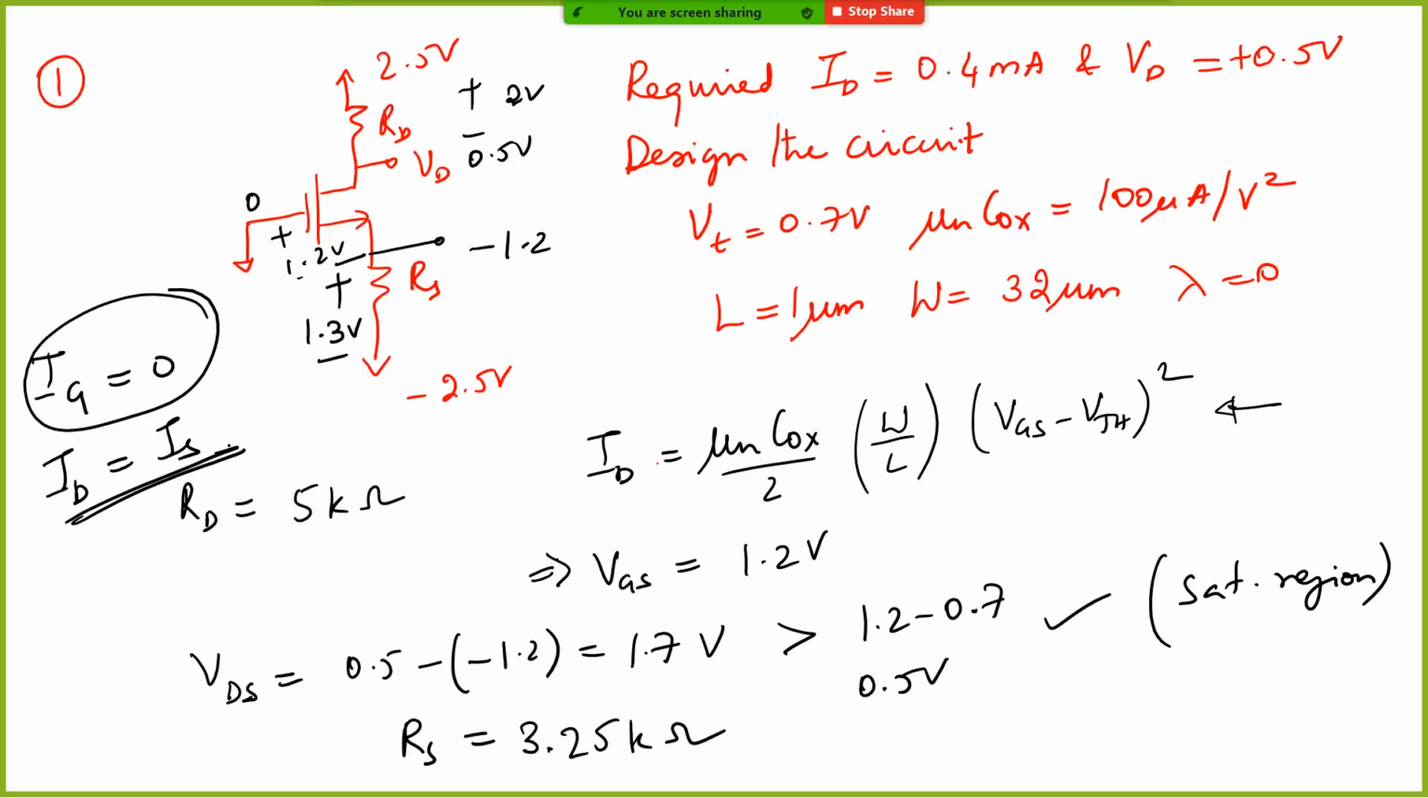This is one of the major differences between BJTs and MOSFETs, because although their structure, principle of operation and other things change, there are a lot of similarities, but there are also some very stark differences, and this is one of them. Gate current is 0, and therefore drain current and source current are always equal.